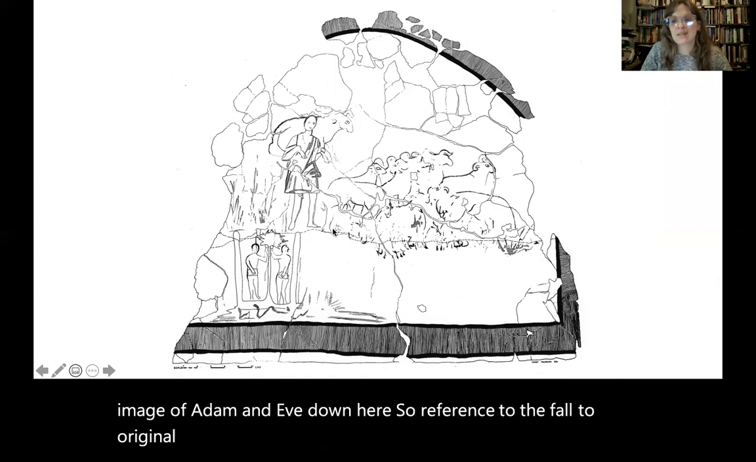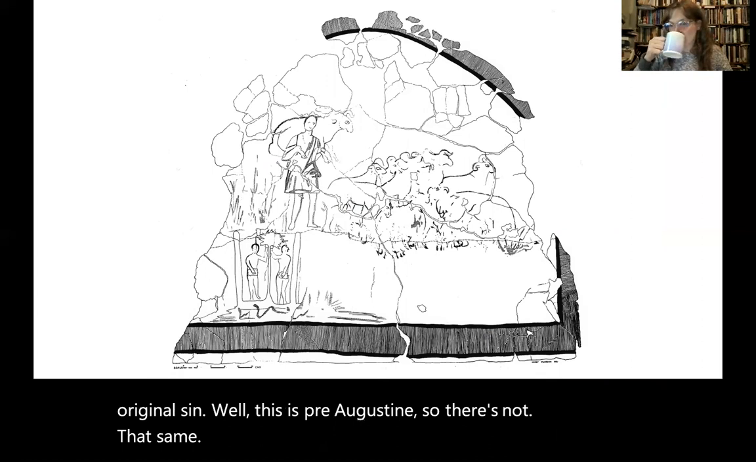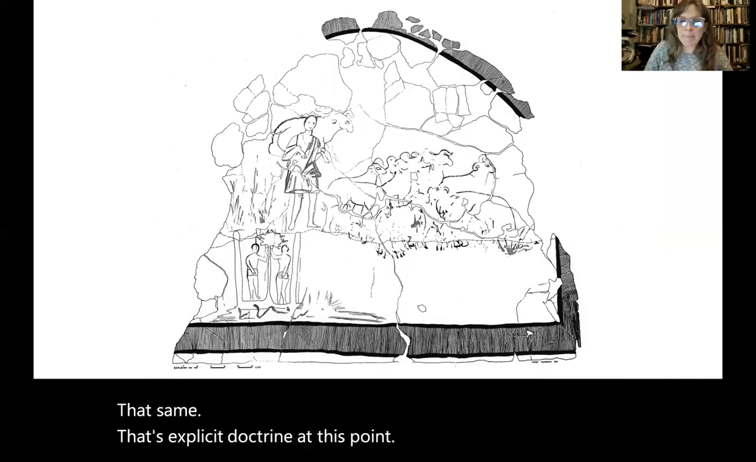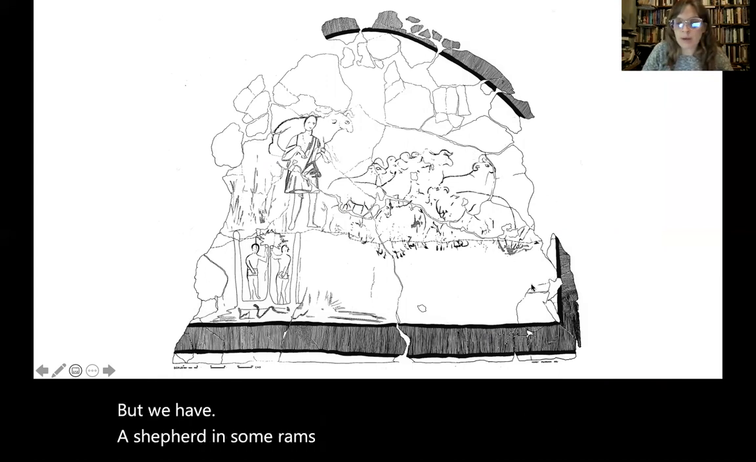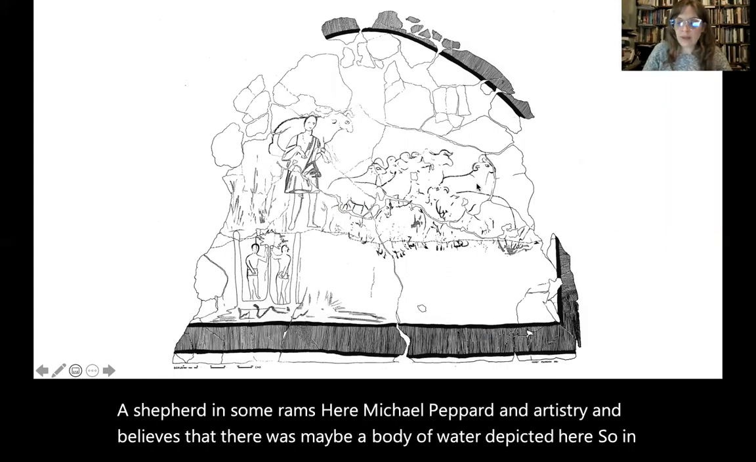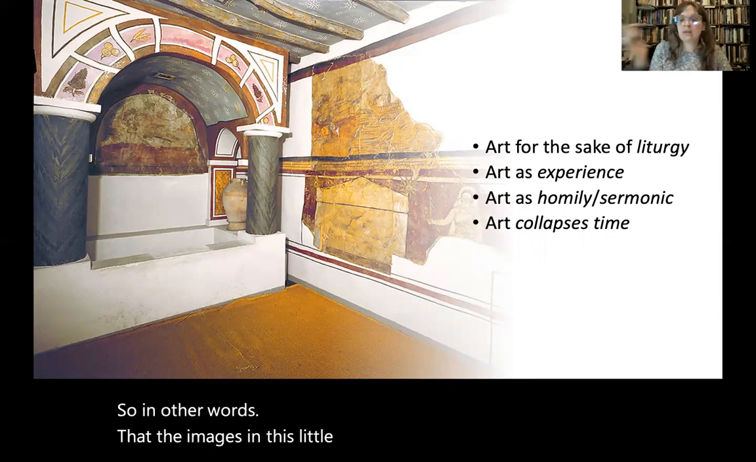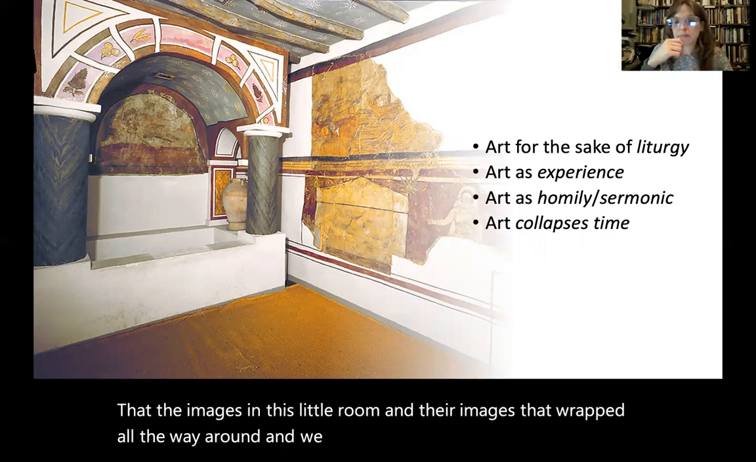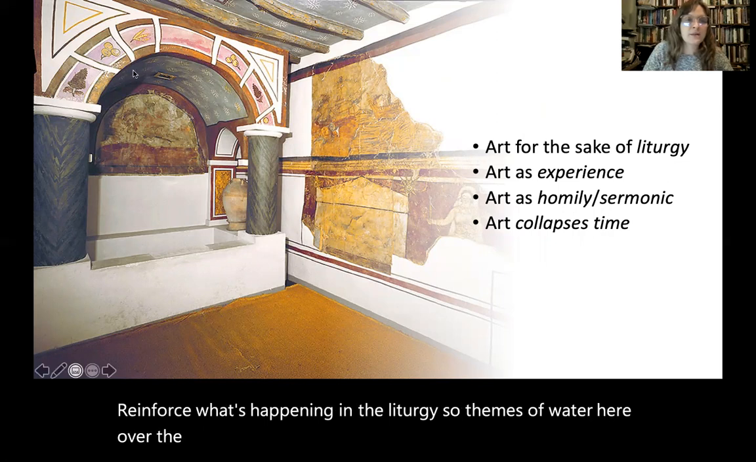Well, this is pre-Augustine, so that's not explicit doctrine at this point. But we have a shepherd and some rams here. Michael Peppard, an art historian, believes that there was maybe a body of water depicted here. So in other words, the images in this little room, and they're images that wrapped all the way around, and we have fragments of them, reinforce what's happening in the liturgy. So themes of water. Here over the arch, you have grains and grapes and so on. So maybe a Eucharistic reference there to bread and wine.